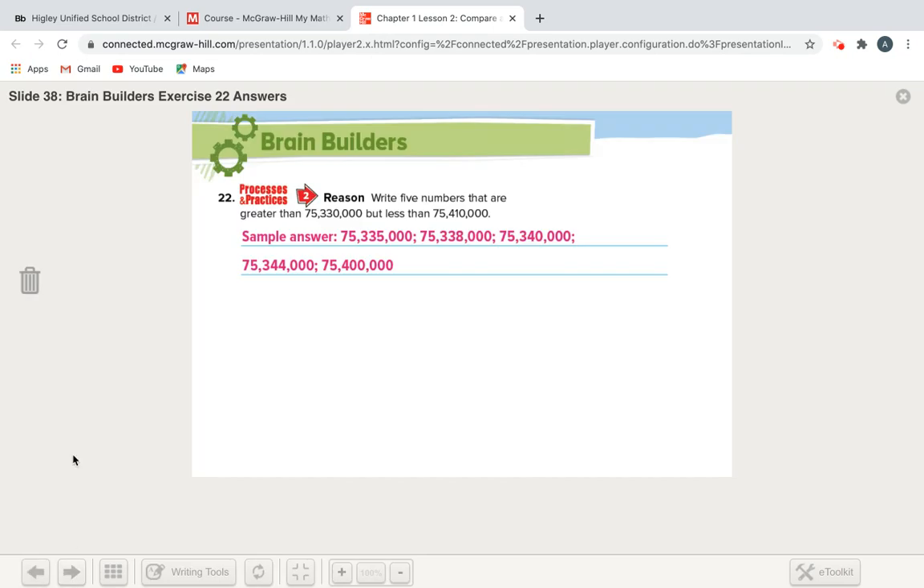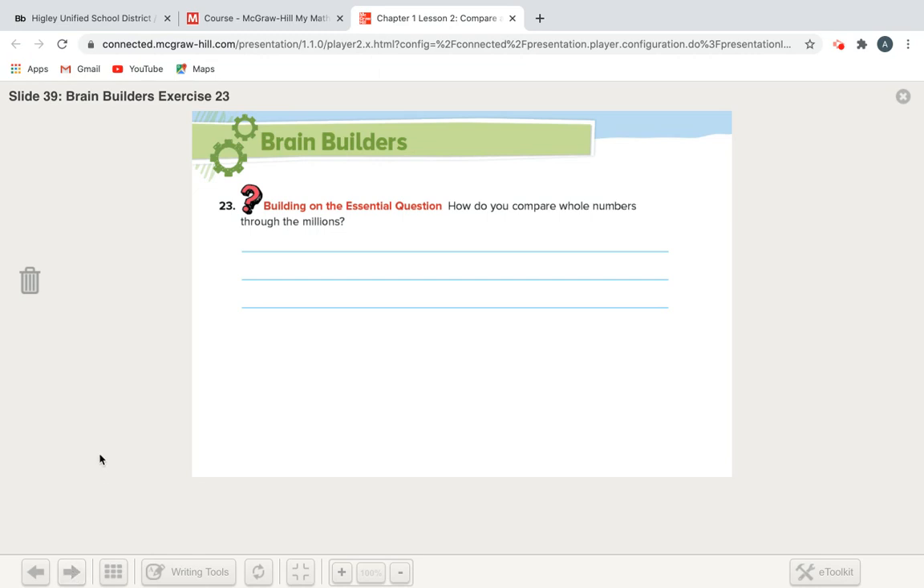So these are just some sample answers. That means there's many, many, many more options that it could have been. But here's some of the possible answers. How do you compare whole numbers through the millions? Think about this for a minute. Pause and then move to the next slide when you're ready.